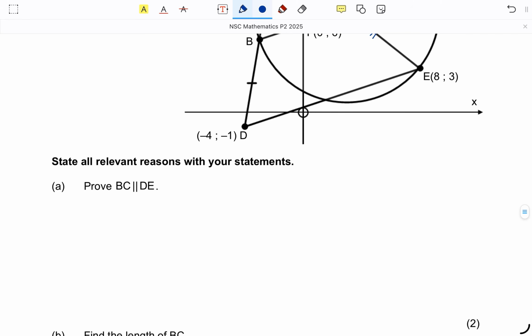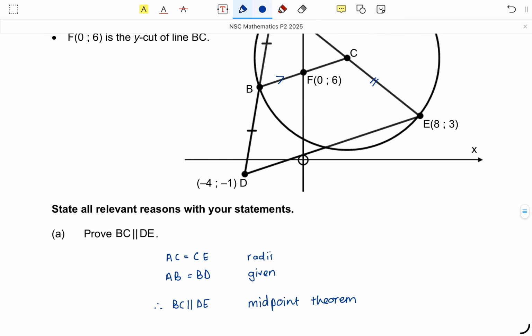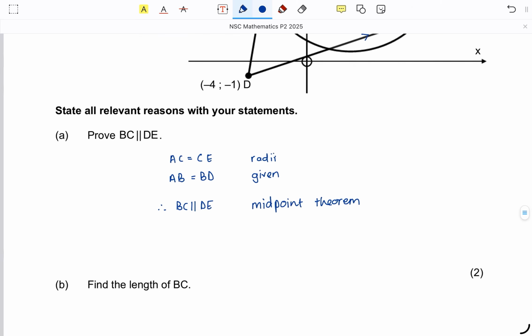The first thing that we will write is that AC is equal to CE, and this is because they are both radii. And then we also saw that AB is equal to BD. This was given. So therefore, BC has to be parallel to DE, and our reason for that would be midpoint theorem. So now we know that this line is parallel to that one.